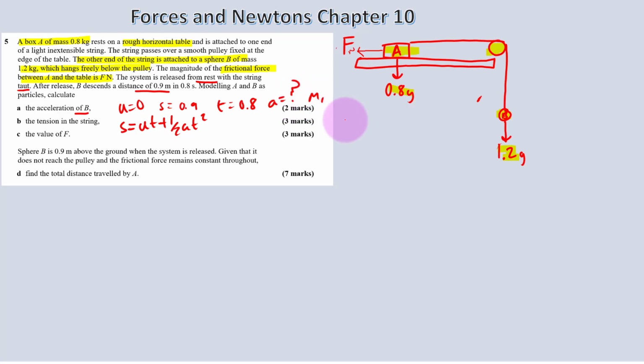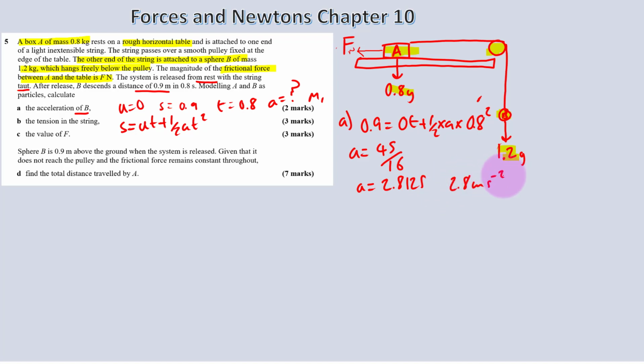So substitute that all in. 0.9 equals 0t plus a half times a times 0.8 squared. That is it. Just solve to find a equals 45 over 16, and they will accept a equals 2.8125 or 2.8 meters per second squared. That's that.